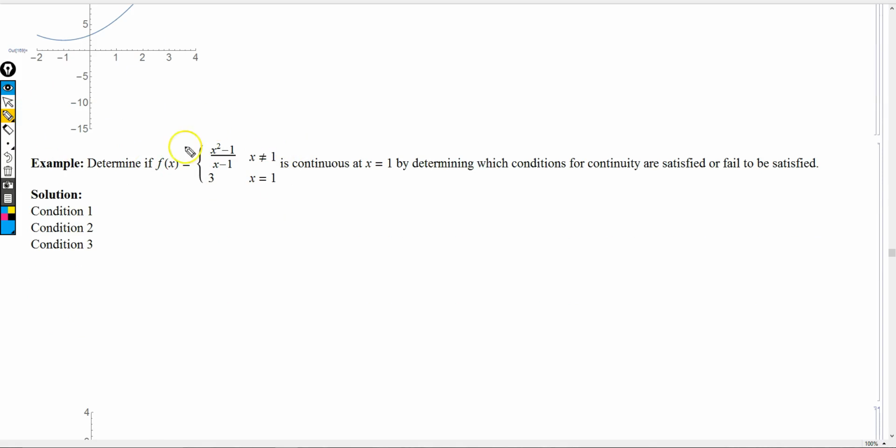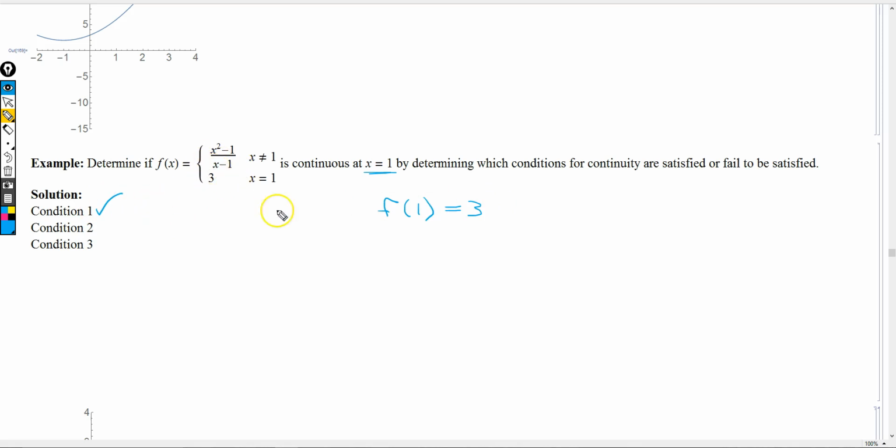Now this is a piecewise defined function, and we want to see if it's continuous at x equaling 1. Alright, so we have to look at our conditions. Let's look at f of 1. Alright, so f of 1, well, when x equals 1, I'm supposed to say f of x equals 3. It's a piecewise defined function, and so this is 3. I just follow the definition. That is defined. It exists, so condition 1 is satisfied.